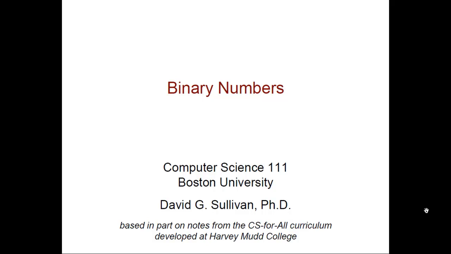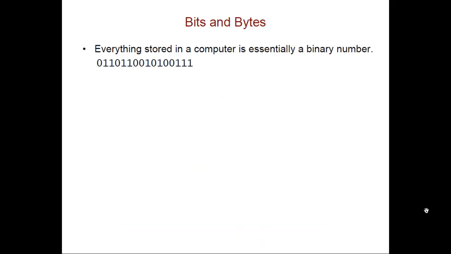In this video, we're going to look at binary numbers, and in particular at how you can go from binary to decimal and back again. Everything stored in the computer is essentially a binary number, which is just a sequence of individual bits where each bit is either a 0 or a 1.